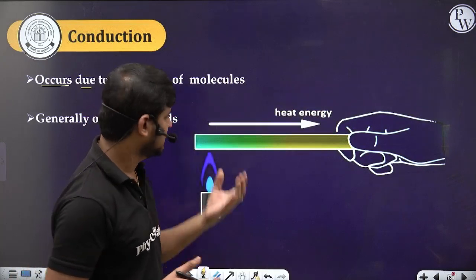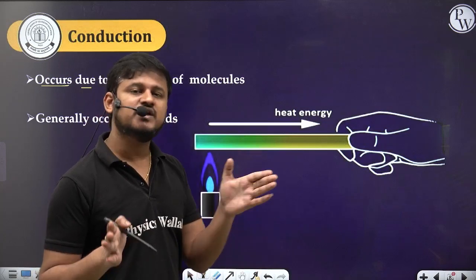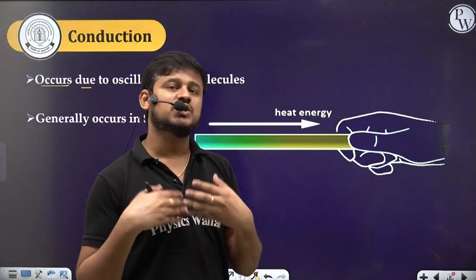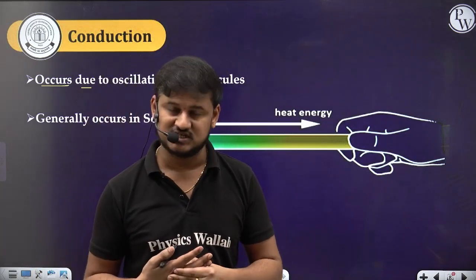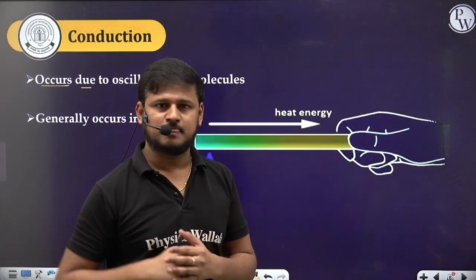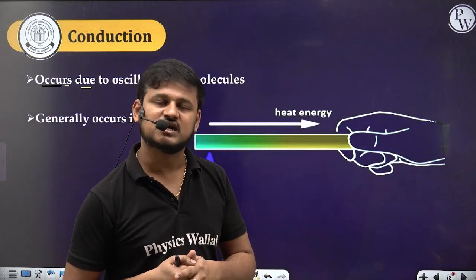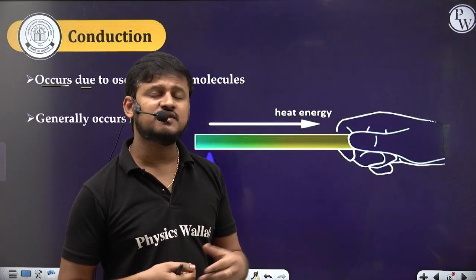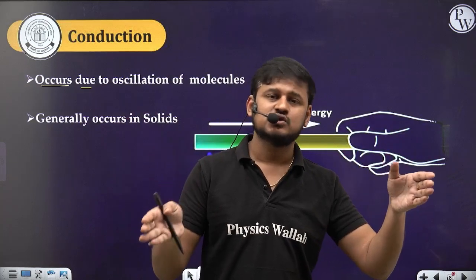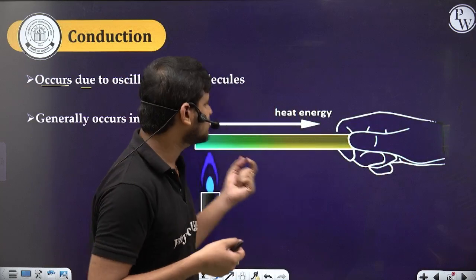Understand the basics. Heat flow takes place whenever there is a temperature difference. If there is no temperature difference, the heat flow will not take place. The first thing. So it's just like the current. You have studied in class 10th the current chapter, right? Electricity chapter. There you have studied that whenever there is a potential difference, then the current flows from higher potential to the lower potential. Here also the same thing.